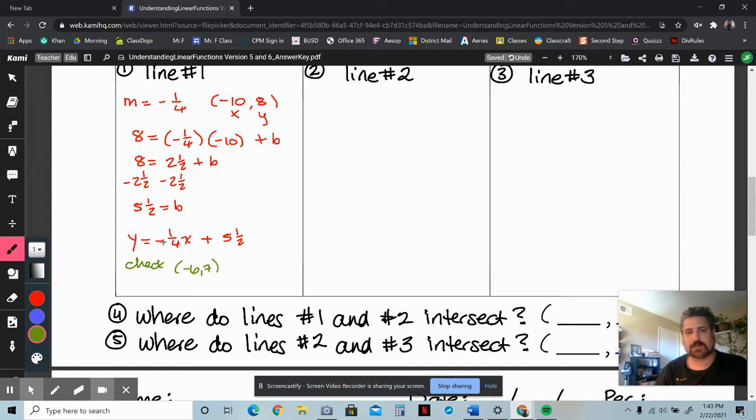So -6 times -1/4 is +6/4, which is 1.5. So 1.5 plus 5.5, is that equal to 7? Yes, it is. So when you plug in that x value of -6, you do get a y value of 7. So that is correct.